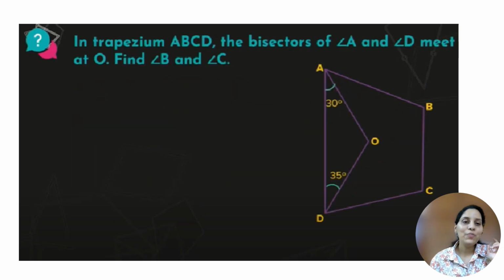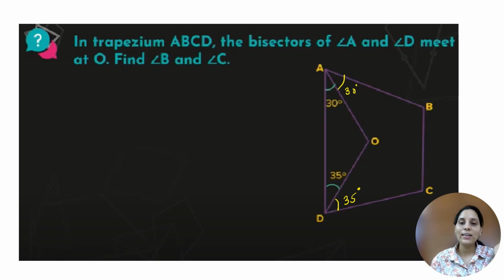Easy. Moving on, in a trapezium ABCD, the bisectors of angle A and angle D meet at O. Again, you need to understand, bisector is basically dividing the particular angles into two equal halves. So angle A bisector, this angle will be equal to this angle. So if this is 30, this will automatically be 30. And angle D, this angle is equal to this angle. So if this is 35, this is going to be 35. You need to find angle B and angle C.